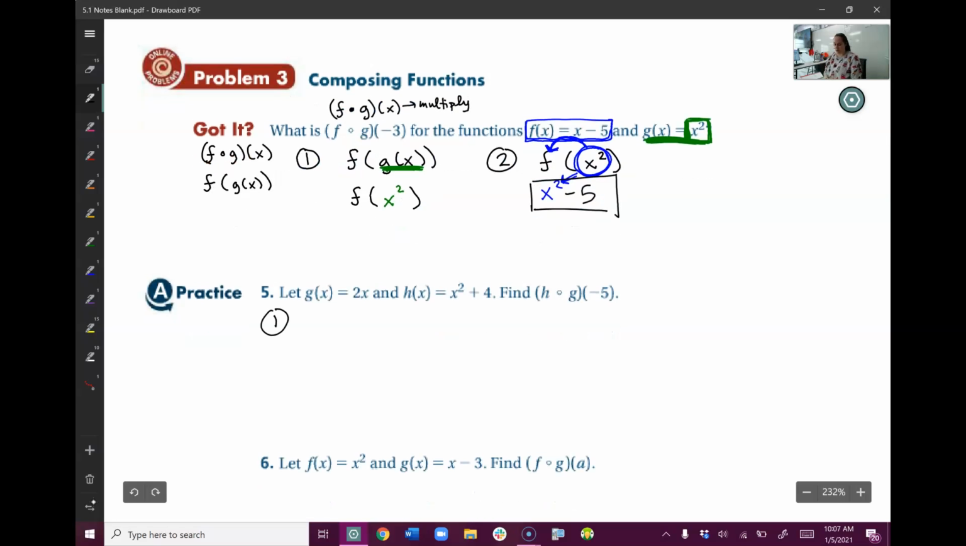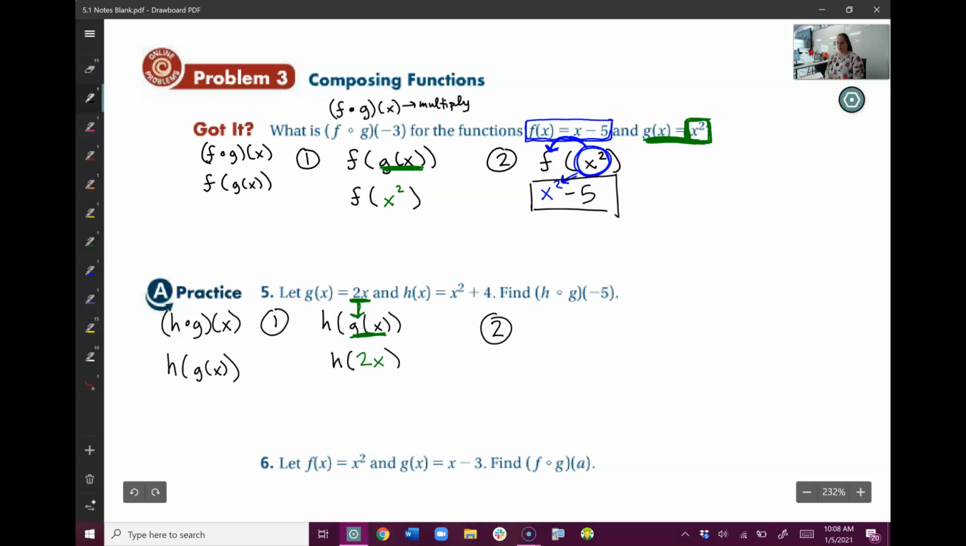So once again, we've got two substitution steps. Now this one is once again written with the little circles. I'm going to rewrite it with the parentheses so I can see my substitution a little better. And I do see that those are numbers, not x's. We're going to talk about that in just a minute. So first step, I'm going to plug g of x in. So substitute g of x in. So I've got h of 2x.